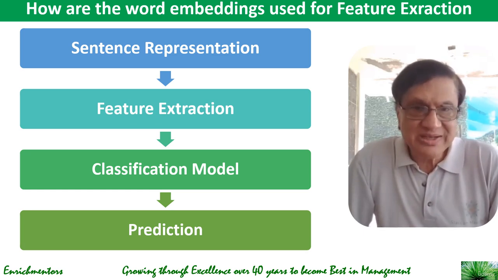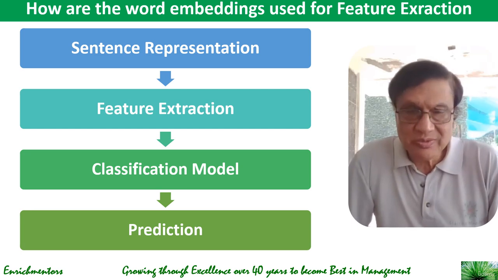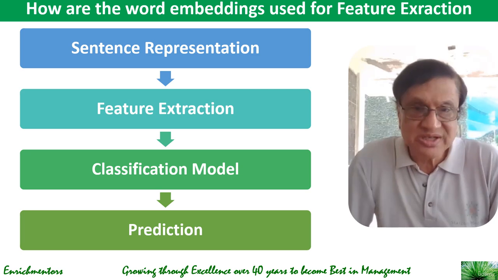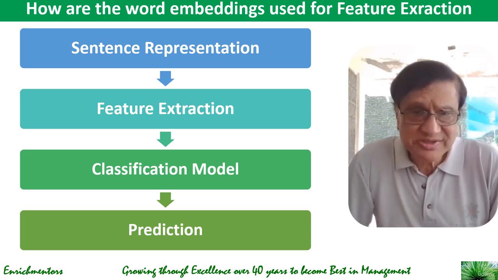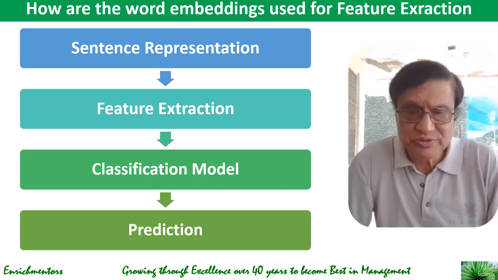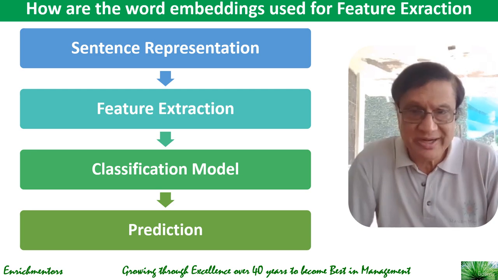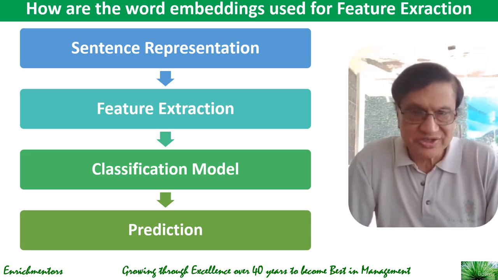We can use these sentence vectors as features to train a machine learning model like logistic regression, support vector machine, neural network, etc. for text classification. The model learns to classify sentences into predefined categories based on their semantic content captured in the word embeddings, and then we can go on to make predictions. Once the model is trained, we can use it to predict the category of a new sentence by first converting it into a sentence vector using the same word embeddings and then feeding it into the model for classification. So that's how the classification can happen.